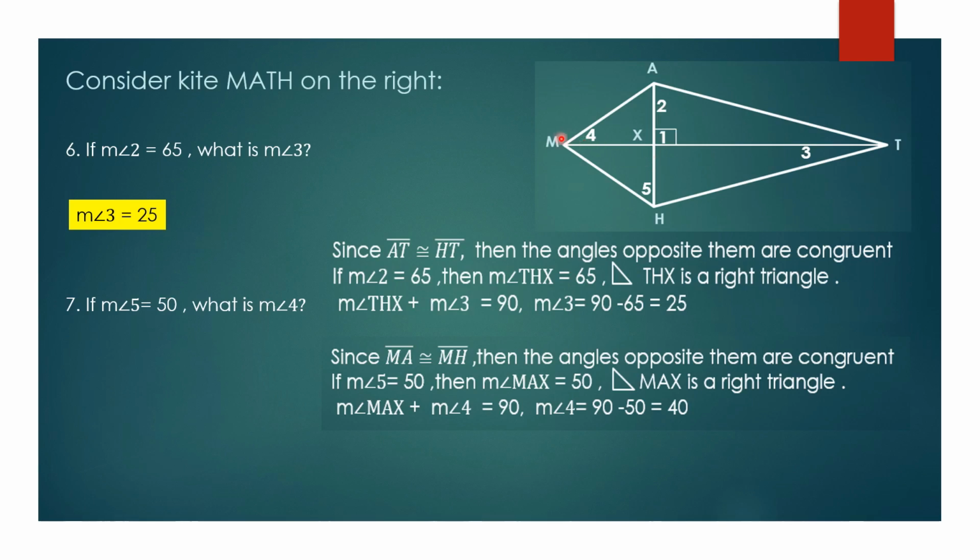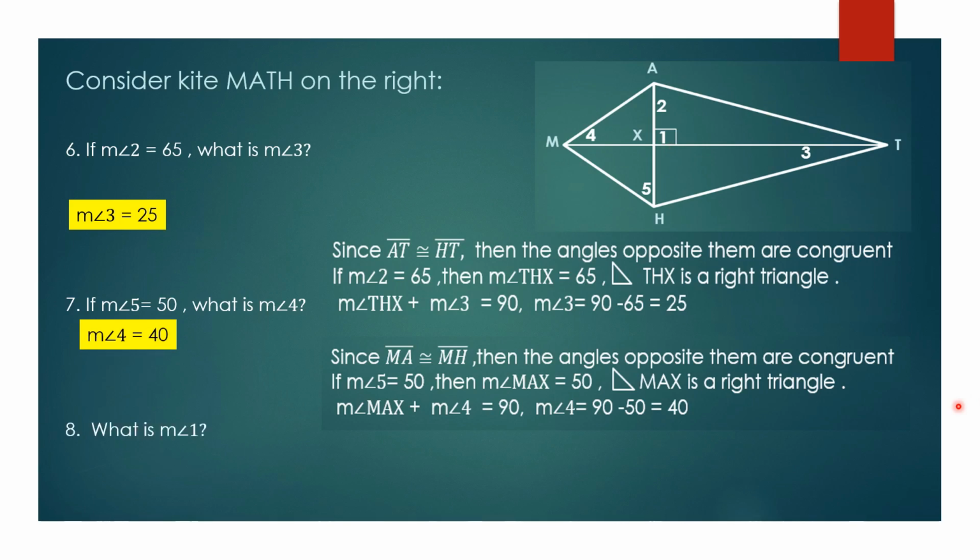Then triangle MAX is a right triangle. So the measure of angle MAX plus the measure of angle 4 is equal to 90. Therefore, the measure of angle 4 equals 90 minus 50 equals 40. Therefore, the measure of angle 4 is equal to 40.